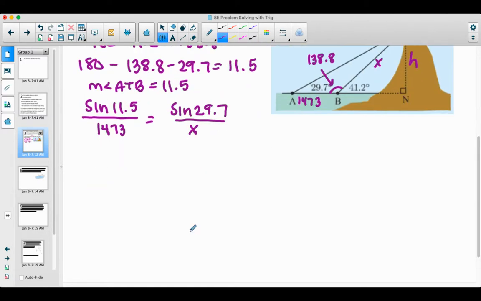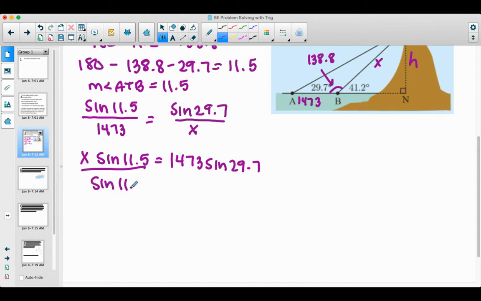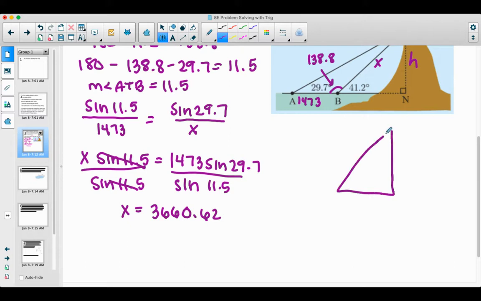And then just like we solve our sine rule, we have to cross multiply. So x sine of 11.5 is equal to 1473 times the sine of 29.7. And then we need to divide both sides by the sine of 11.5. So that cancels, and I find that x is 3,660.62.